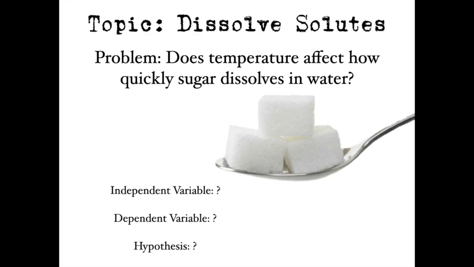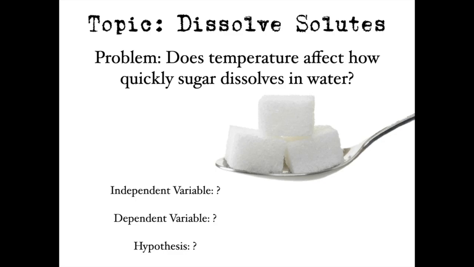Does temperature, how hot or cold, affect how quickly sugar dissolves in water? That's your question, that's your problem. The independent variable, remember, is the experimental group. What am I changing? I am changing the temperature of water. So I'm going to have different temperatures of water, and then I'm going to look at the dependent variable. What's going to happen? How quickly the sugar will dissolve. That's the dependent variable. What is being impacted?